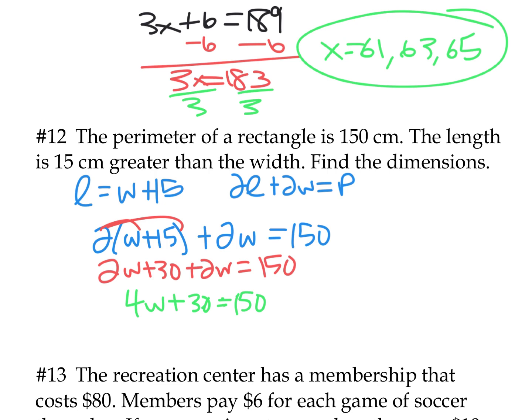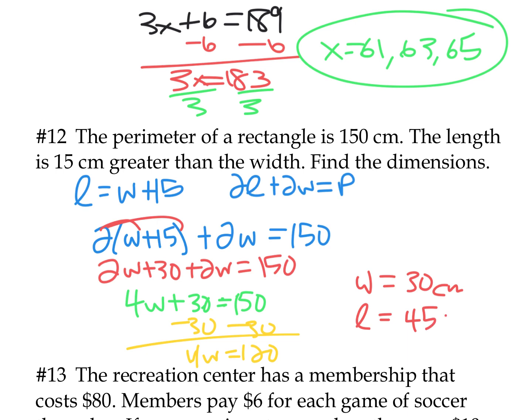And then I can subtract 30 on both sides. I get 4w equals 120. And when I divide by 4 on both sides, I get w equals 30. That's the width. The width is 30 centimeters. And the length is 15 more than the width, so that's 45 centimeters. And I could check that. I could do 2 lengths and 2 widths, add them all together, see that it comes out to 150, and I know I've got the right width and length there.